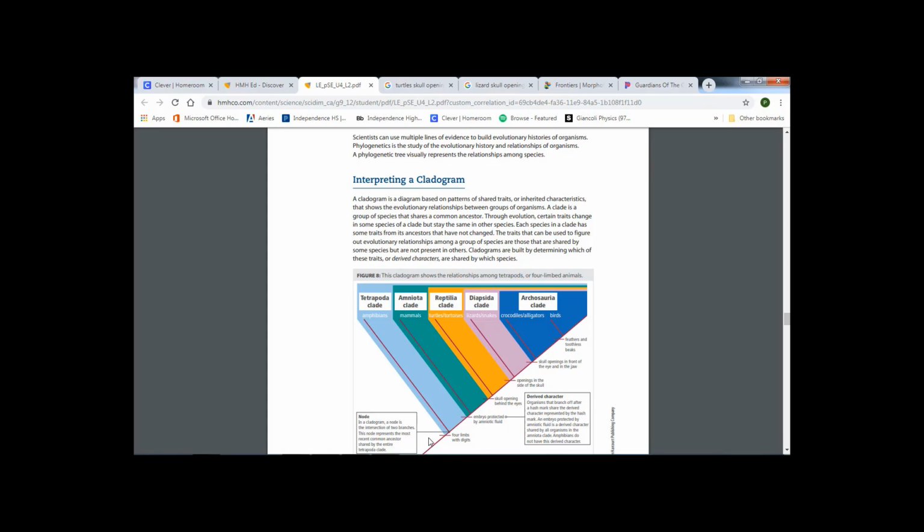All right, so a node is this part here, and a node in a cladogram is the intersection of 2 branches. This node represents the most recent common ancestor. All right, so here we have the common ancestor for the mammals, and the mammals went along, and then a skull opening behind the eye developed. Mammals do not have that, and so everything beyond this would.